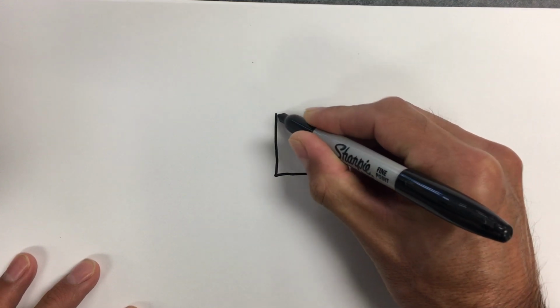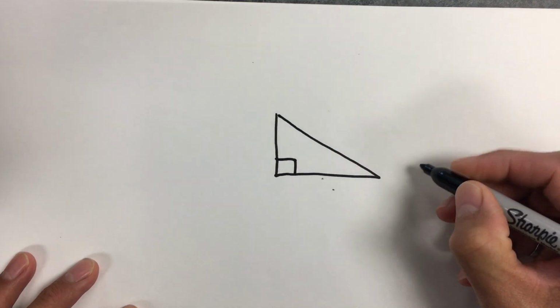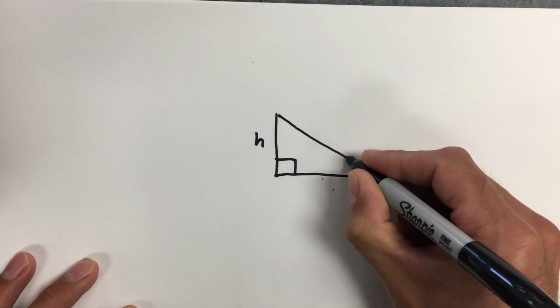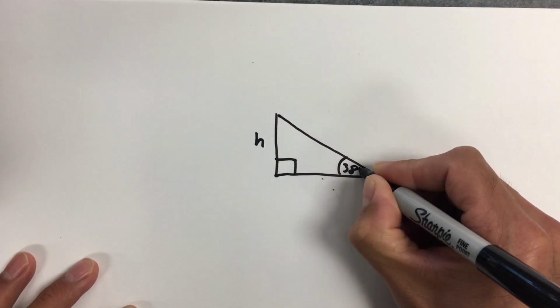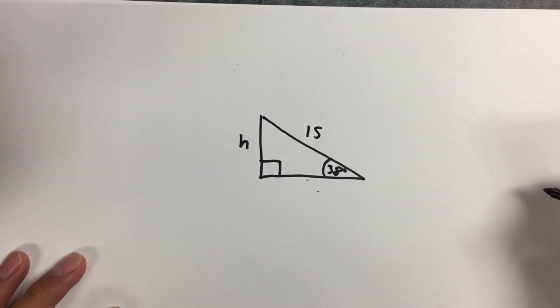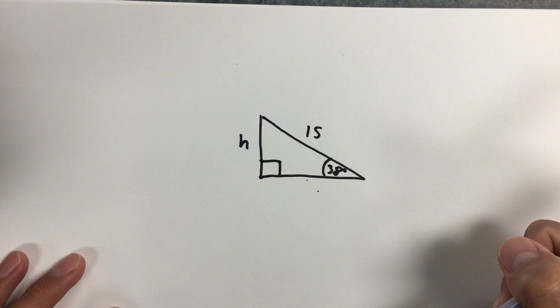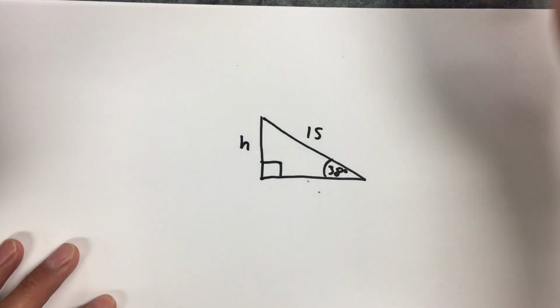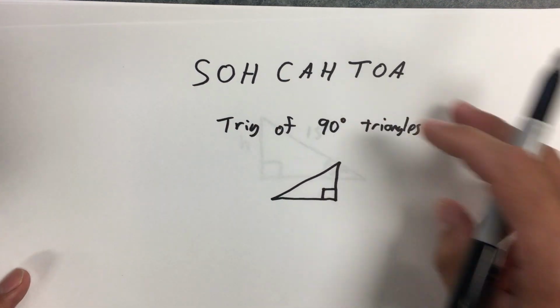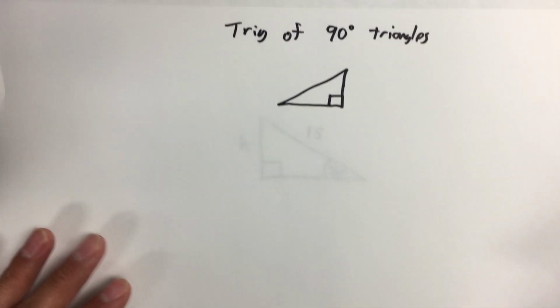Consider this triangle here. That's 90 degrees, this is an unknown side, we'll call it H. That's 38 degrees, and this is a length of 15. And we're trying to figure out this side length here. Sohcahtoa is an abbreviation for three different equations.